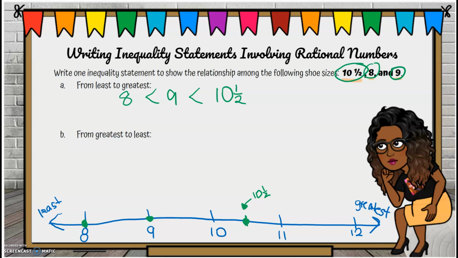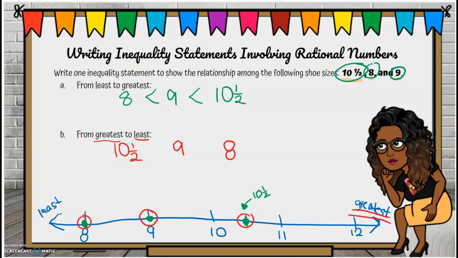Okay, now going the opposite way, I know the greatest is more to the right, and 10.5 happens to be the number that's graphed on the number line most to the right. So I'm going to start off by writing 10.5. The next number to the right would have been 9, so I'm going to leave a space and put 9. And all the way to the left is 8. So I'm going from greatest to least this time.